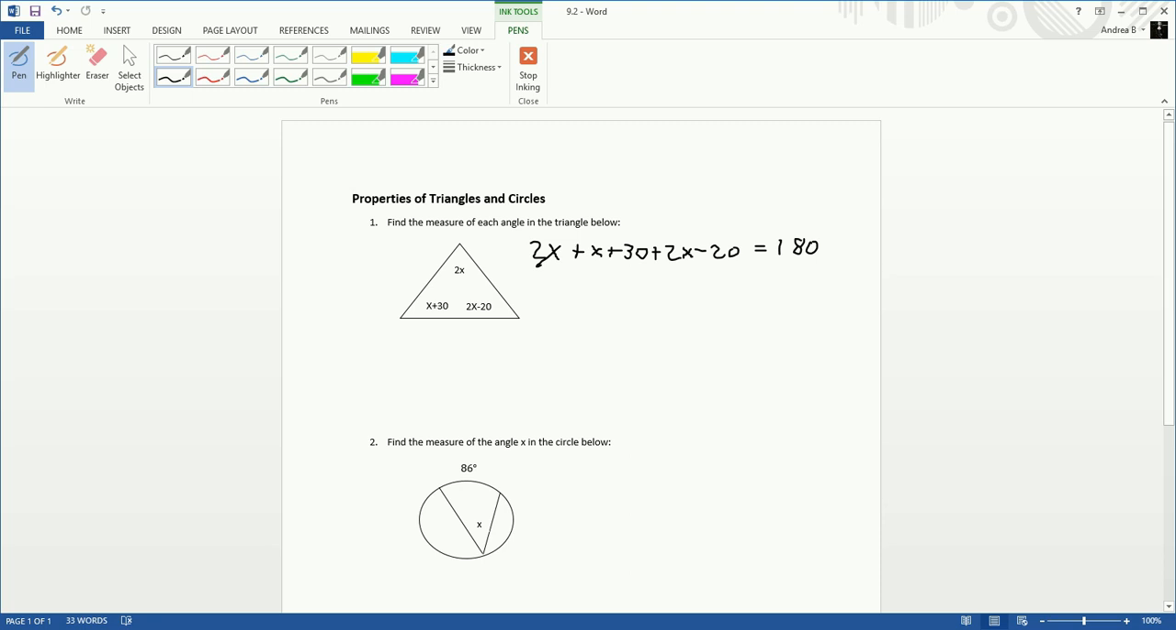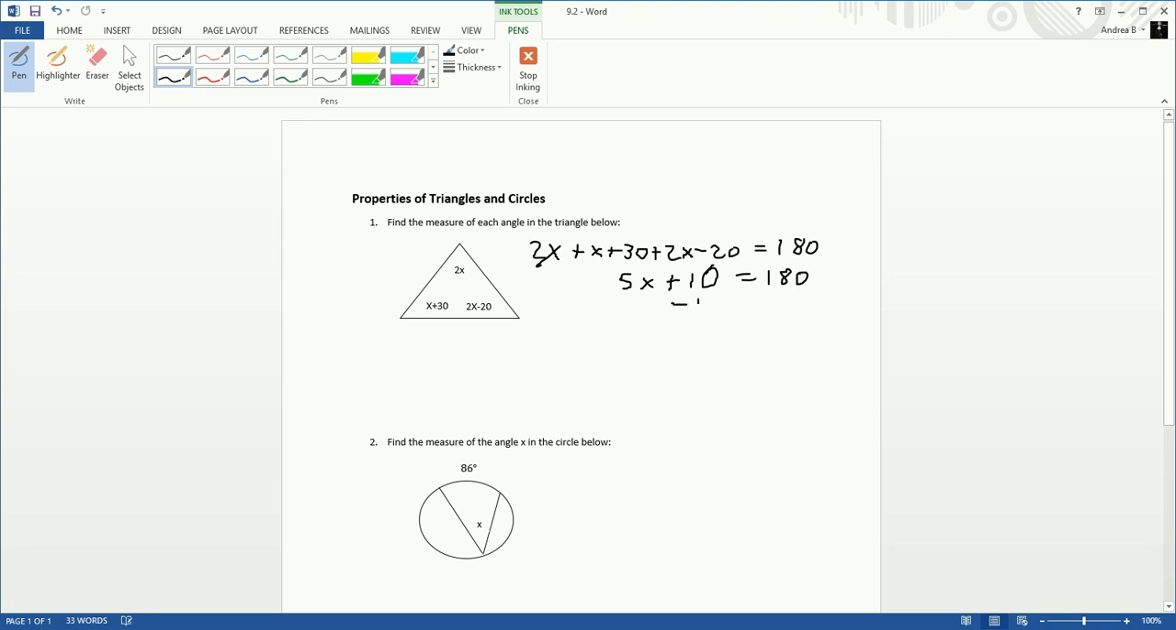Next, to solve, we want to combine like terms like normal. This time we have a 2x, we have x, and we have another 2x. So we have a total of 5x there. And then for our constants, we have a 30 and then minus 20. So we have 10 there, positive 10. And then it's still equal to the 180.